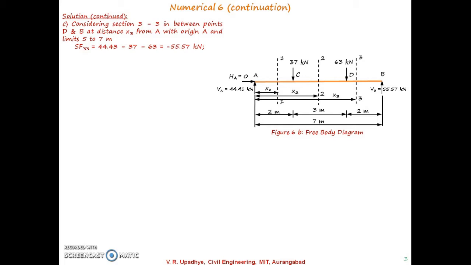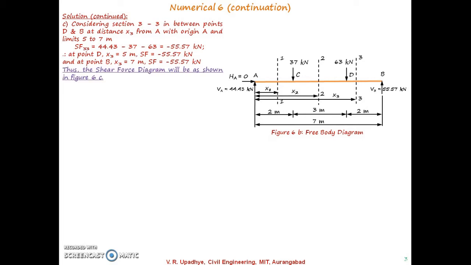So again, in this equation, the x term is not there. So in between D to B, the shear force is not related with the position of the section, or the variation is horizontal. So if we put the limits, at D, x3 is equal to 5 meter, shear force is minus 55.57 kilonewton, and at B, at x3 equal to 7 meter, it is the same, SF is minus 55.57 kilonewton.